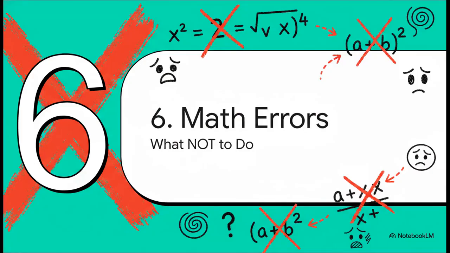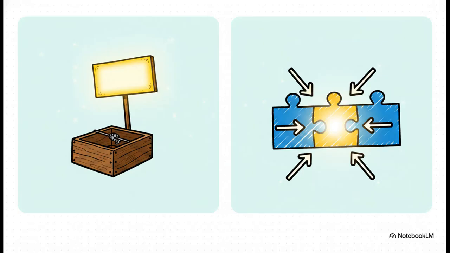Okay, final part. Section 6. Avoiding common math errors. What not to do. Let's look at some really common blunders so you don't make them. Beware the trap of lazily distributing an exponent across a sum. x plus a, squared, is not just x squared plus a squared. Always remember that middle 2ax term from the core identities we talked about earlier.